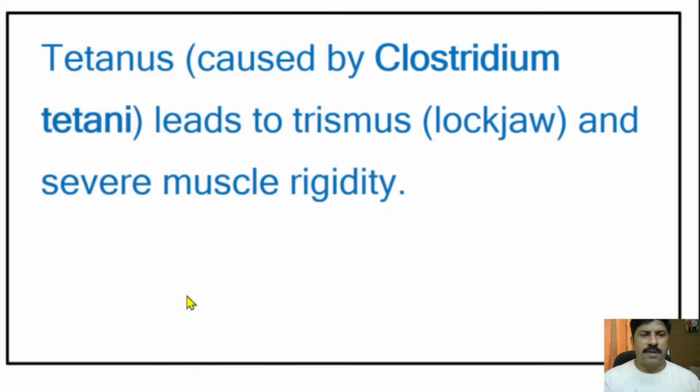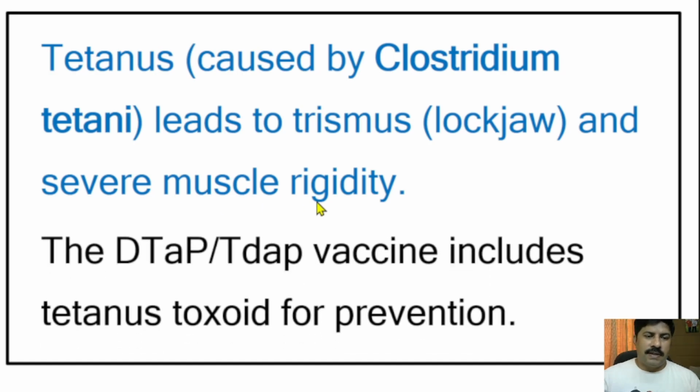Tetanus is caused by Clostridium tetani. It leads to trismus, another name for lockjaw, and there will be severe muscle rigidity. The DTaP or Tdap vaccine includes tetanus toxoid for prevention. DTaP is the common DTP or DPT vaccine, given during our immunization schedule, and at the age of 9 or 10 there will be a booster dose with the Tdap vaccine. So that will give a longer period of immunity against tetanus.